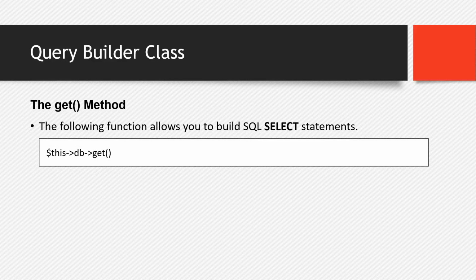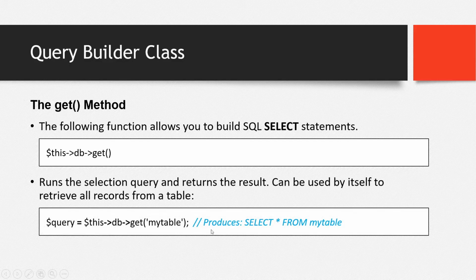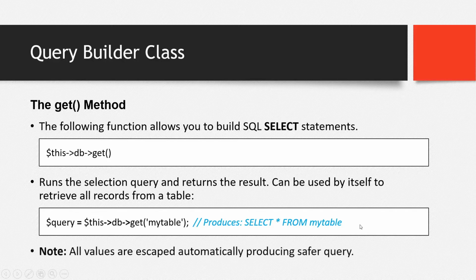So the following function allows you to build SQL select statement. So this db get, okay, runs the selection query and returns the result, can be used by itself to retrieve all records from the table. Okay, so the syntax will be something like this, and the first parameter will be the table name. So once you do that, it will produce this kind of SQL statement. Okay? Note, all values are escaped automatically, producing safer query.